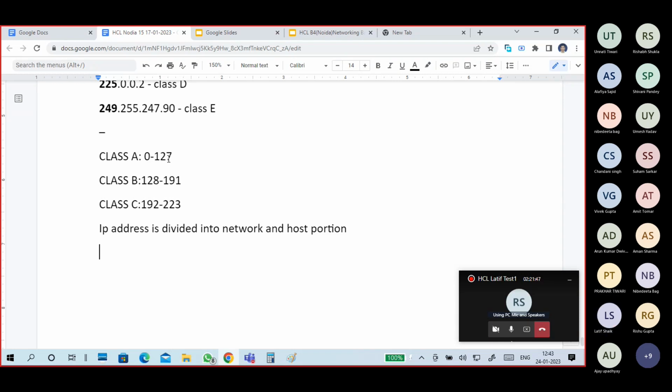Next one. Here a condition is there, guys. If two devices, meaning 2 or more devices, actually 2 devices, want to communicate, their network portion of the IP address must be the same.